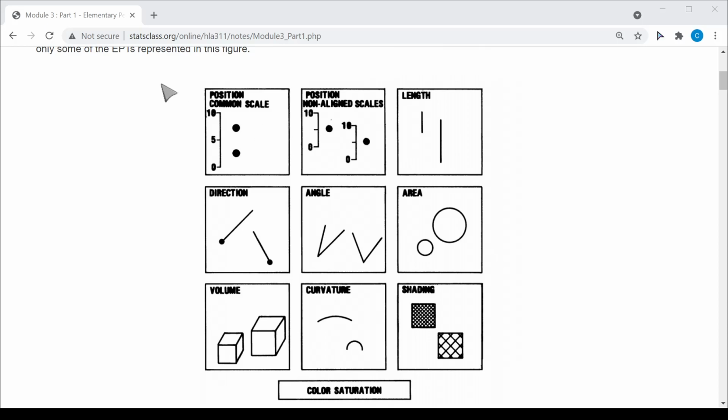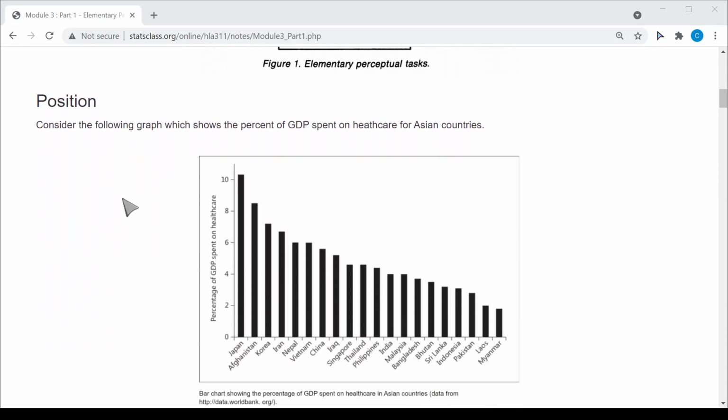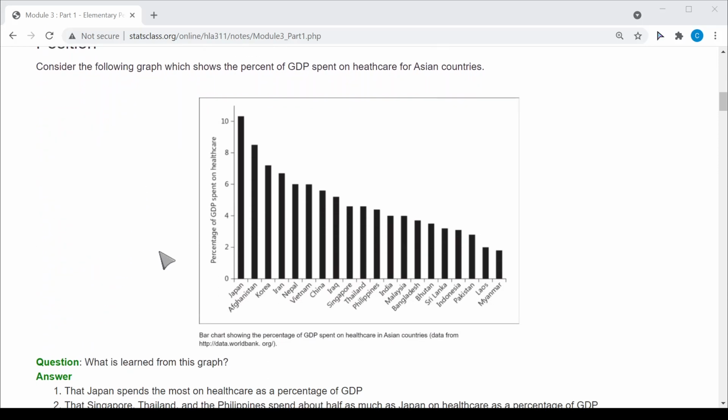One of the most useful EPTs is the idea of position. So let's just consider the following graph where we have the amount spent on healthcare as a percentage of GDP for Asian countries. And we can see quite easily that Japan is the highest on this graph at a little over 10%. And Myanmar is the lowest here.